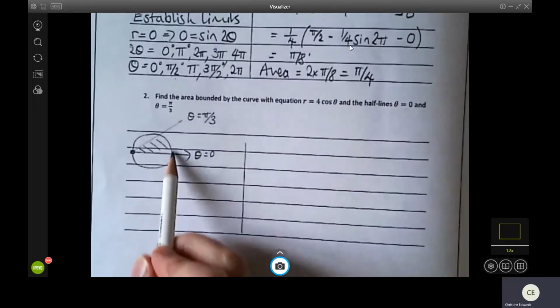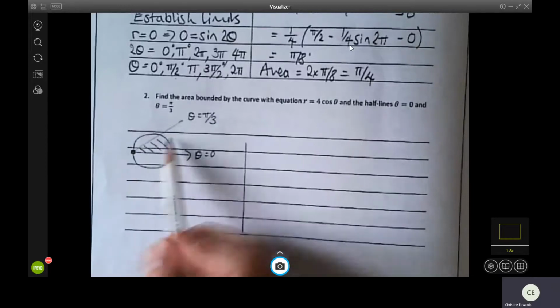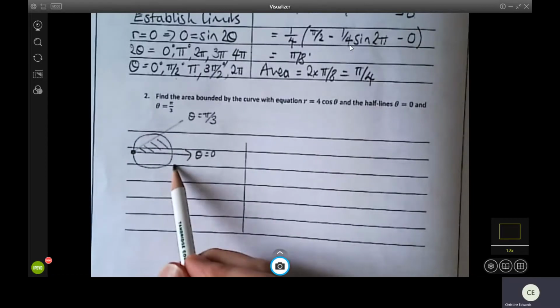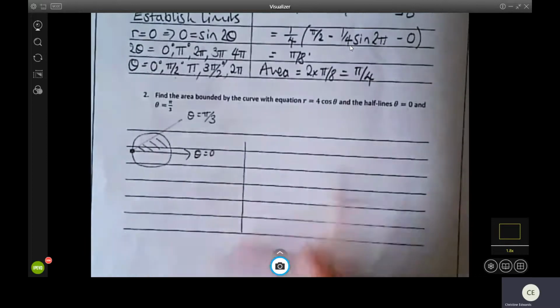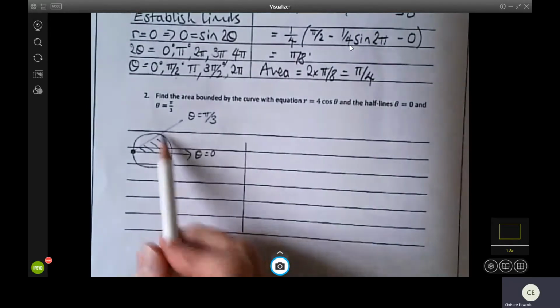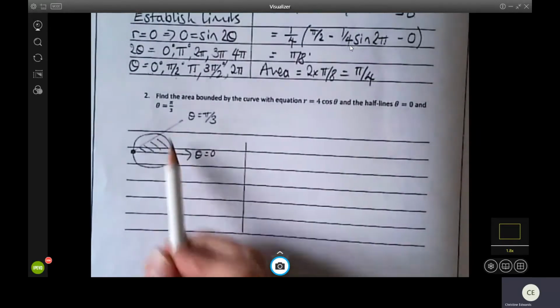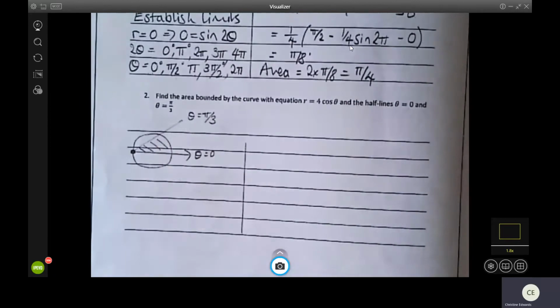So if I think about the curve, I know that there aren't any negative parts. I know that it's a circle, symmetrical about the initial line. So if I were doing the whole of the circle, I would just integrate between 0 and 2 pi, but it's been restricted to be between 0 and pi over 3. So I'm just going to integrate between 0 and pi over 3. I don't need to set r equal to 0 in this case, as I did in the previous question.